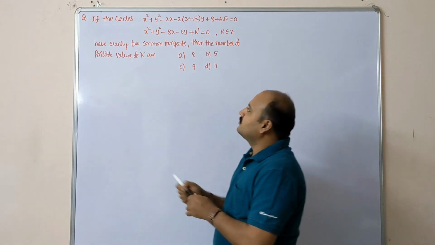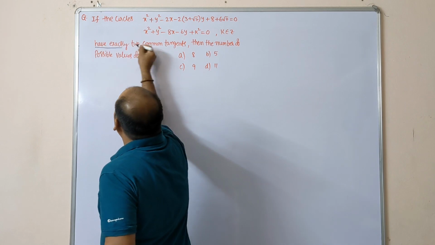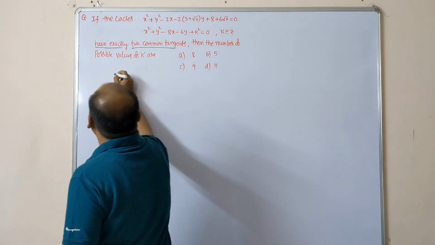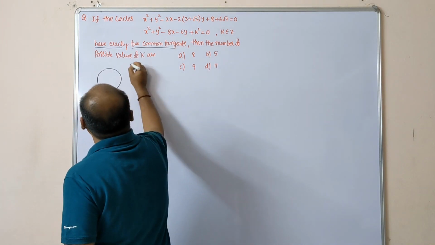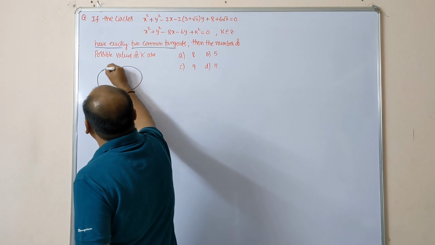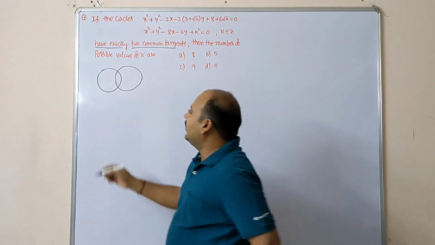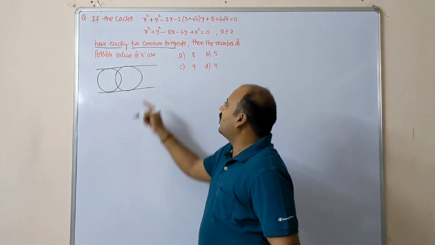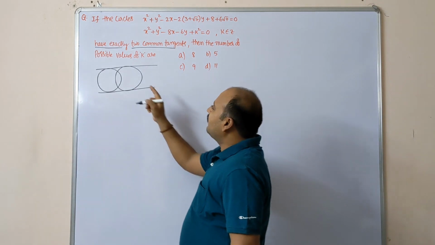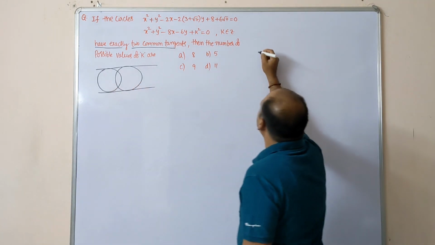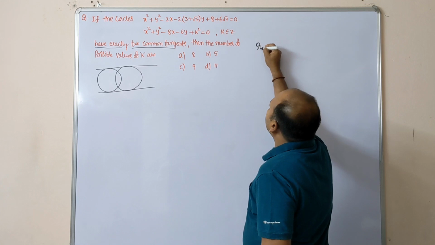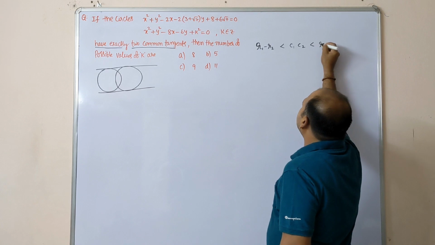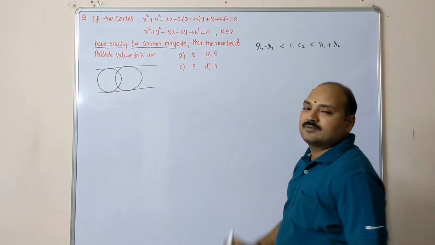Here in competitive exams, for circles to have exactly two common tangents, what relative position of the two circles is needed? When the two circles intersect in two distinct points, we have only two possible common tangents. So the figure will come like this, and the condition is R1 − R2 < C1C2 < R1 + R2, dear students.